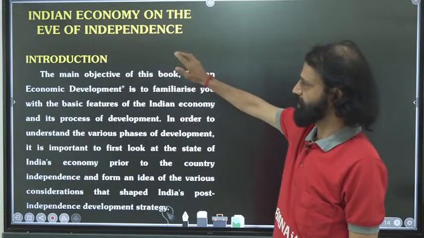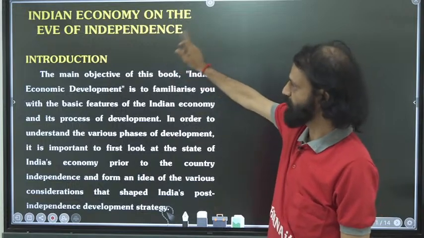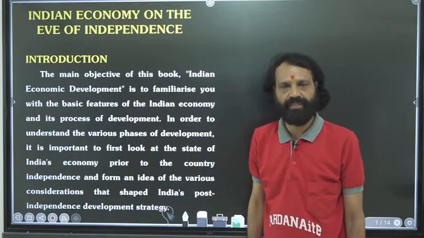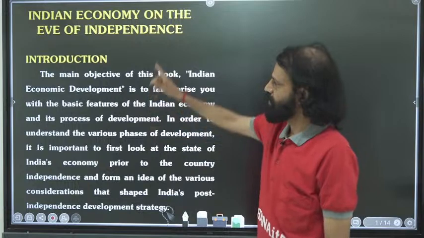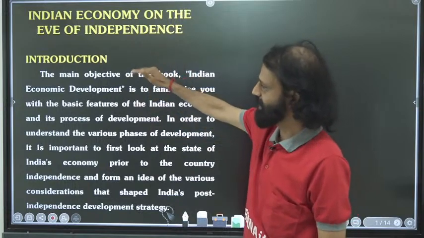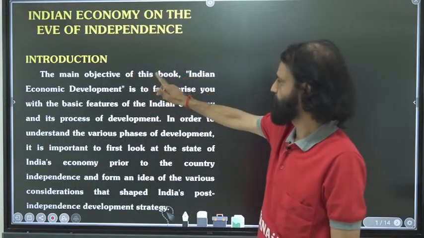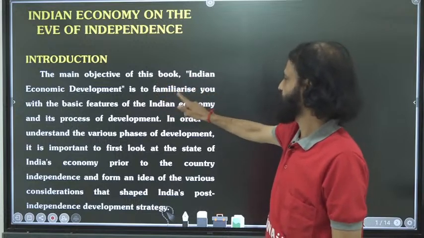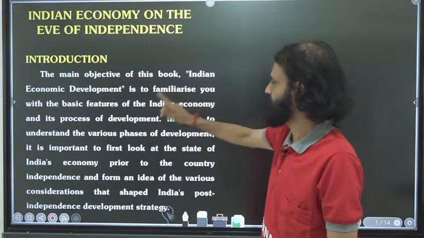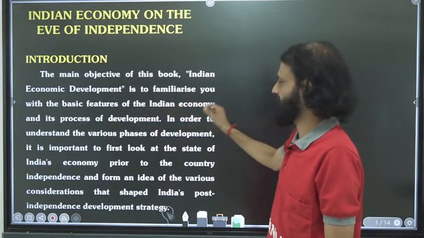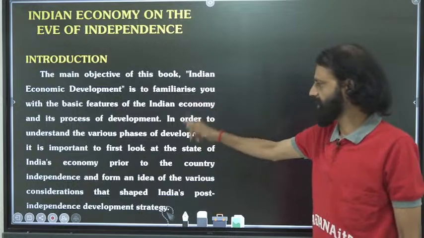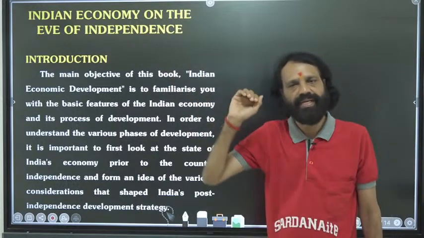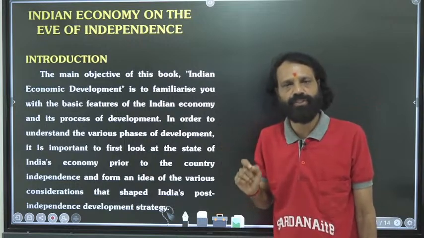Today we are going to study Indian economy on the eve of independence. This is our today's topic. So in this lesson we will study the introduction. The main objective of this book, Indian economic development, is to familiarize you with the basic features of the Indian economy and its process of development. Indian economy on the eve of independence. This is our today's topic.